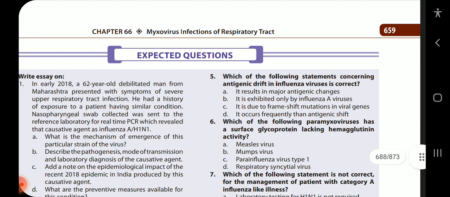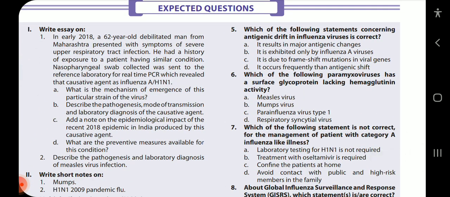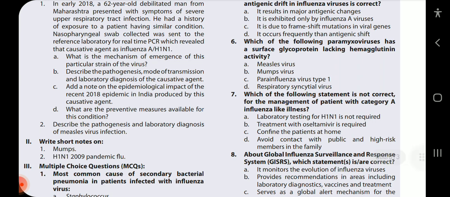Okay, so this completes the theory. Now let's discuss some questions. In early 2018, a 62-year-old debilitated man from Maharashtra presented with symptoms of severe upper respiratory tract infection. He had a history of exposure to a patient having similar conditions. A nasopharyngeal swab collected was sent to a reference laboratory for real-time PCR, which revealed that the causative agent was influenza A H1N1 virus. What is the mechanism of emergence, pathogenesis, mode of transmission, lab diagnosis, and epidemiological impact of the recent 2018 epidemic produced by this causative agent, and the preventive measures? All that we can write.